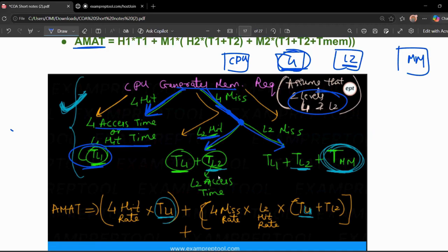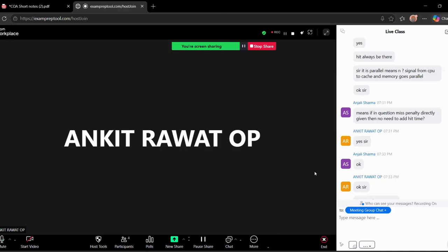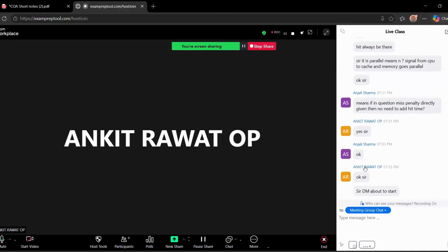Now if you go to L2, then two terms you have to include. First is L2 access time, because you got an L2 hit, so L2 access time plus you have gone to L1. You have gone to L1, and only then you came to know that in L1 you got a miss. So you have to include that time also.